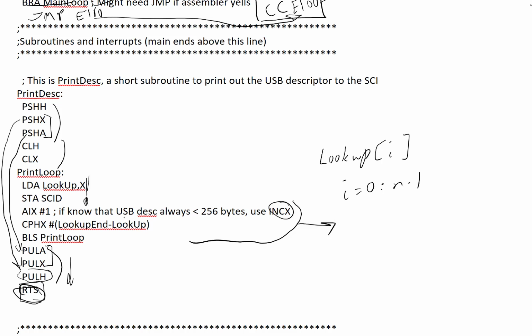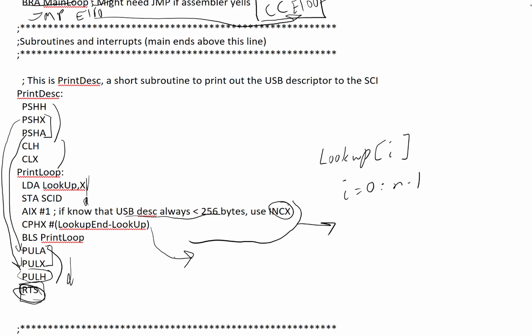So if I knew for a fact that the USB descriptor was always less than 256 bytes, then I could use IncX to be slightly faster and more compact. But if I think that maybe someday this descriptor will get super long, I should leave it as add immediate. Then this was the thing that I wanted to talk about.